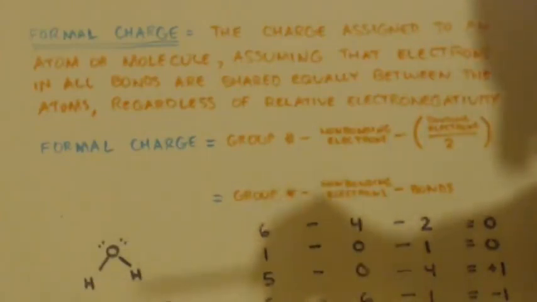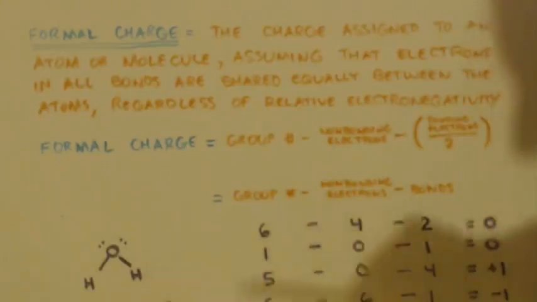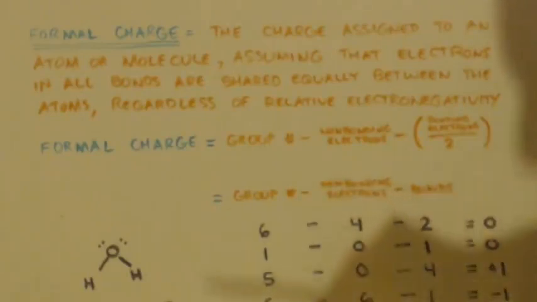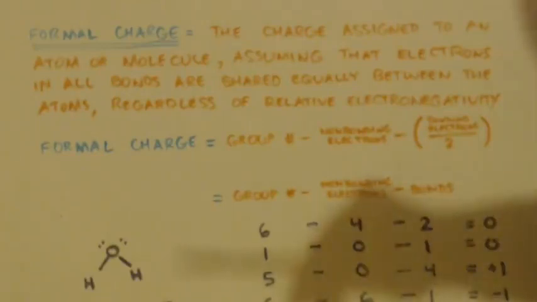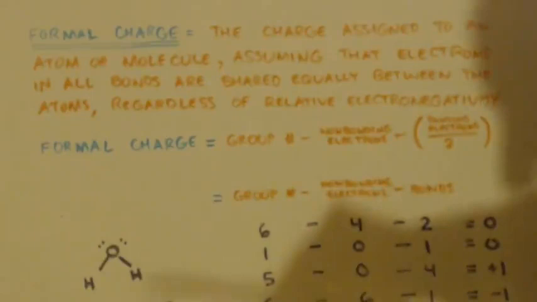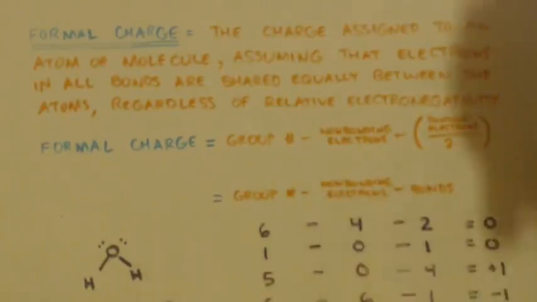Let's do the hydrogens. You can see the hydrogens are identical. So whatever one hydrogen is, the other one is too. What group number is hydrogen in? It's in group number 1. How many non-bonding electrons? You ain't got any, right? So 0. How many bonds? There's 1 bond there. So 1 minus 0 minus 1 equals 0, right? So the 2 H's have 0 formal charge and the oxygen has 0 formal charge, okay? It's that simple.